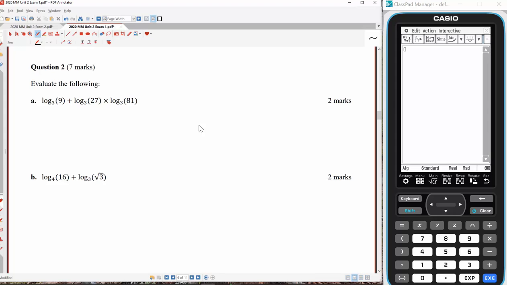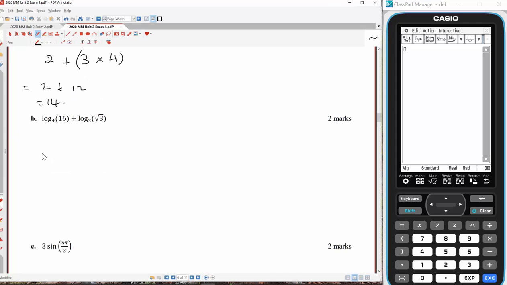Right, so some skills-based questions here. Evaluate the following. 3 raised to what power gives me 9? The answer is 2. 3 raised to what power gives me 27? The answer is 3. 3 raised to what power gives me 81? The answer is 4. 2 plus 12, 14. What's your order of ops there? This one here is 4 raised to what power gives me 16. So that is 4 to the 2.